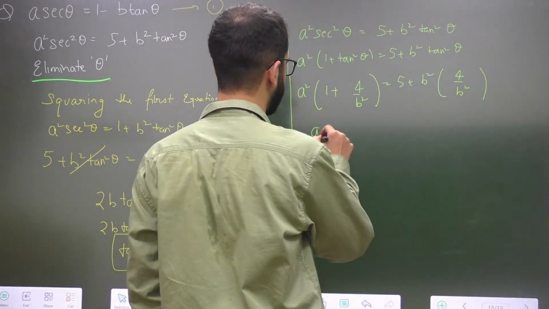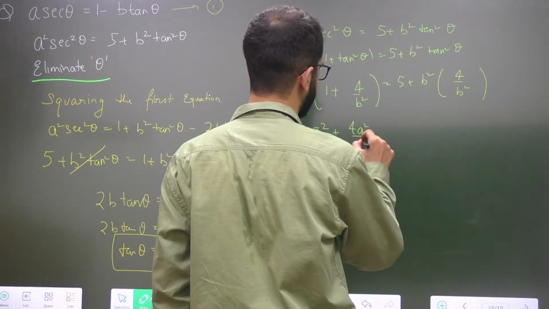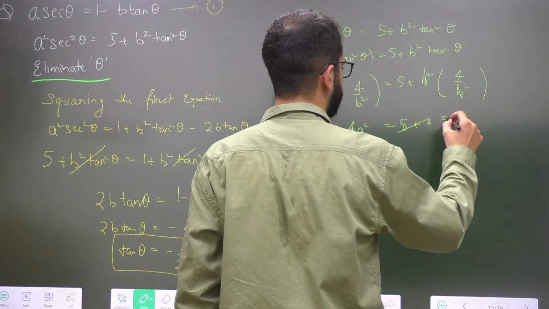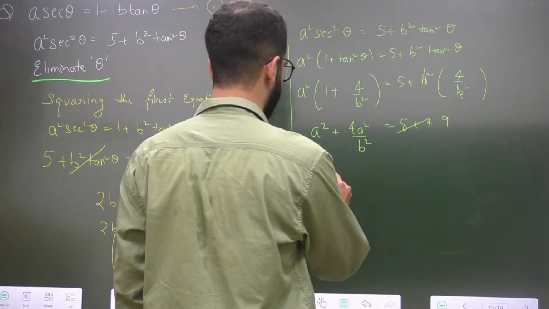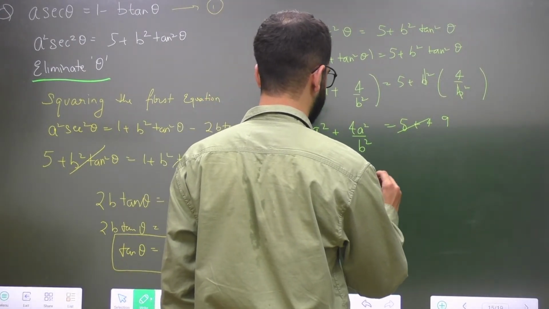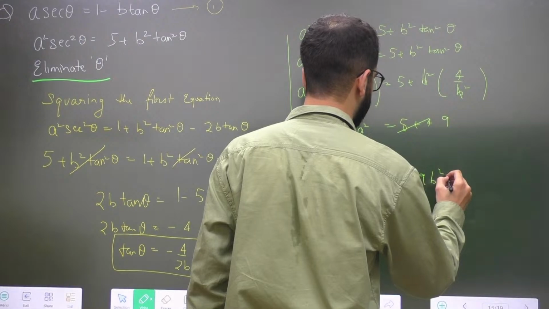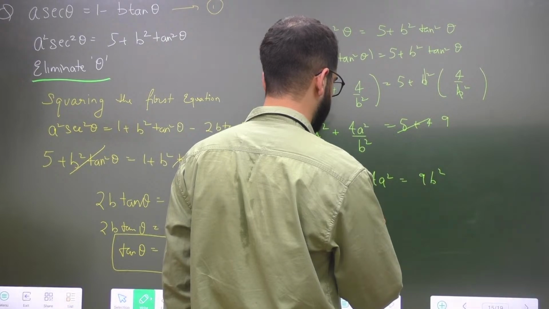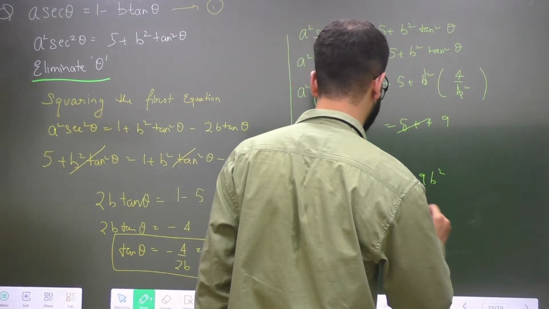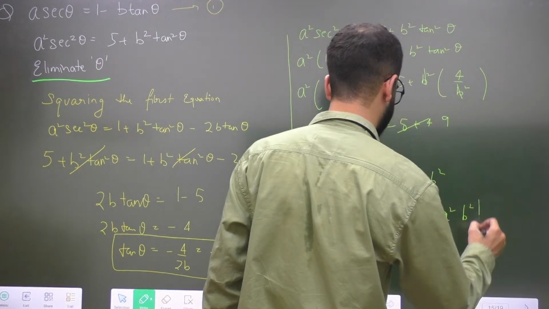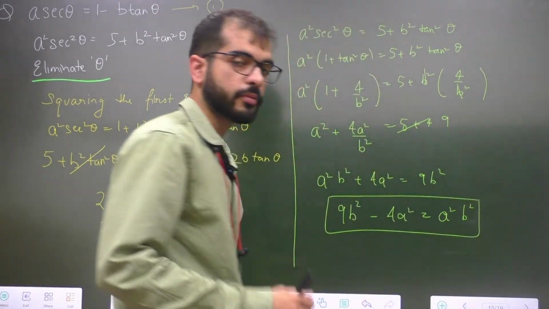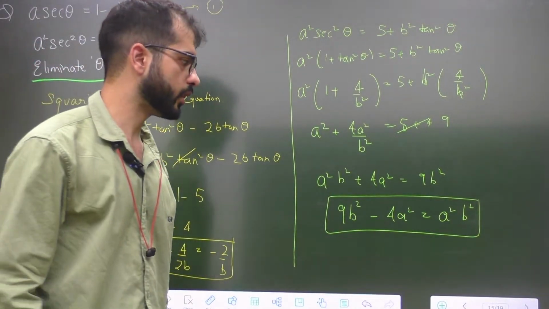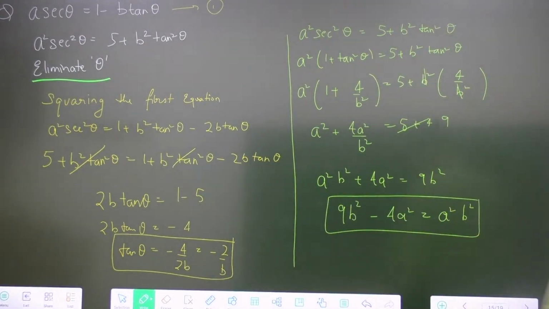I'll multiply a square, so it is a square plus 4a square upon b square equals 5. This and this gets cancelled, plus 4, that is 9 over here. So the final answer would look like a square b square plus 4a square equals 9b square. I'll take this term over to that side. 9b square minus 4a square equals a square b square. This can also be manipulated into different forms depending upon the options as you get in your question paper. Okay, I hope that's clear. If you have any doubts, feel free to comment.